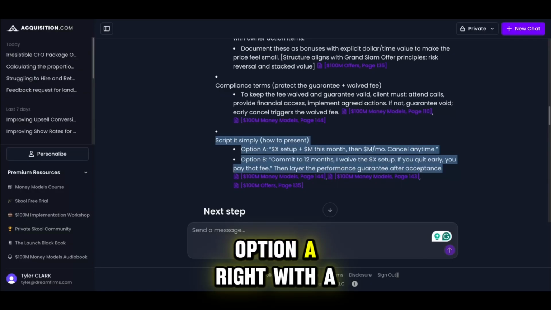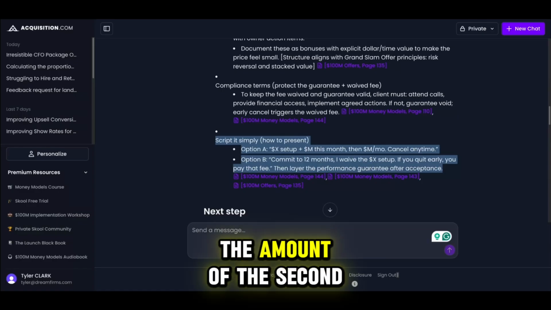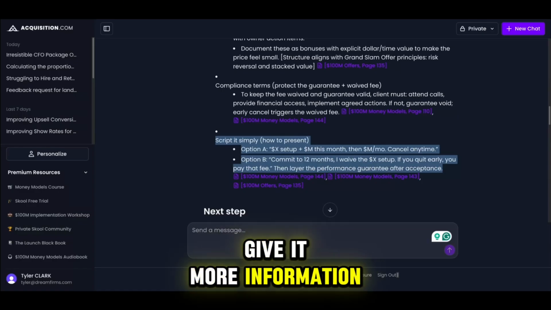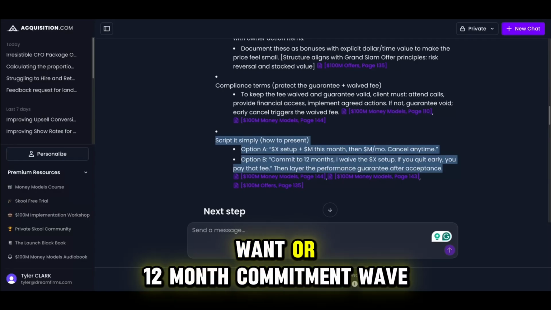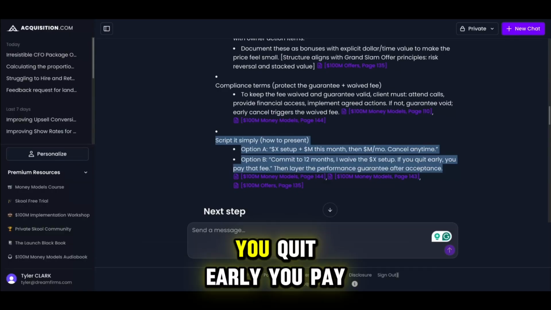Again, compliance terms. We just talked about this a second ago. And then simple scripting. This is where most packages die. Doesn't matter how well constructed, nobody asks for the business. They just send you an engagement letter. It's like, cool. Which option do you prefer? Okay. Option A, right? We'll get more into the amounts in a second, because on the reprompt, I give it more information. This or this: you can cancel whenever you want, or 12-month commitment, waive the setup, and if you quit early, you pay the fee.